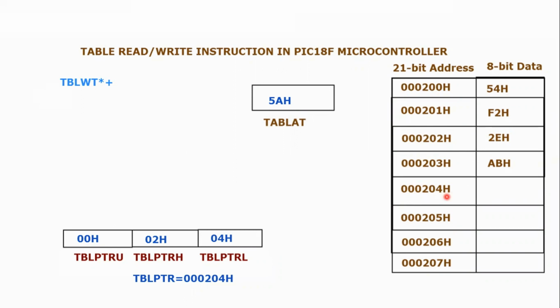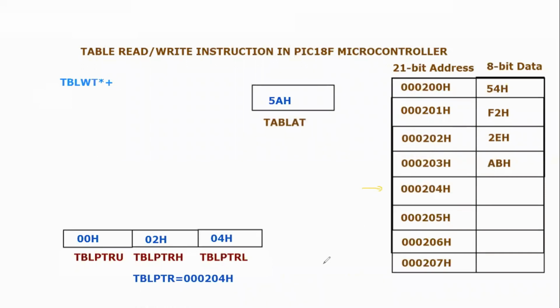It takes around six different hexadecimal digits which are distributed in these three registers. So table pointer U, table pointer H, and table pointer L are basically upper, higher, and lower portions of table pointer. So currently their content is 00, 02, and 04 respectively for upper, higher, and lower portions of table pointer, and table pointer value is 000204 hex. That means this table pointer is currently pointing to this location.